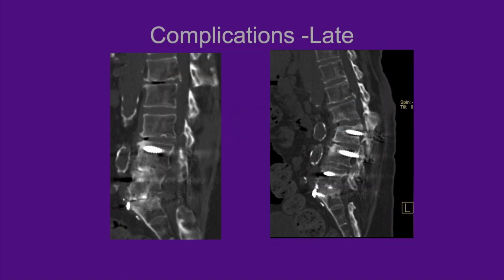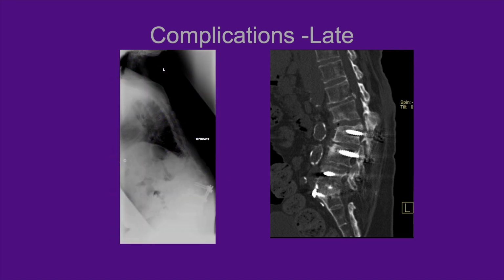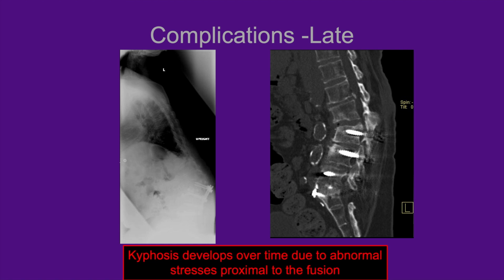Another complication we can see in the late postoperative period is progressive kyphosis, known as postjunctional kyphosis. And you can see here in the image on the left, you can see where the hardware is in the lower lumbosacral spine and where the patient's head is, and this patient walks pitched forward.